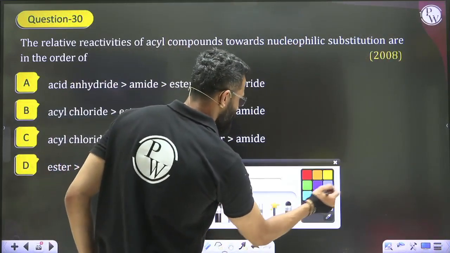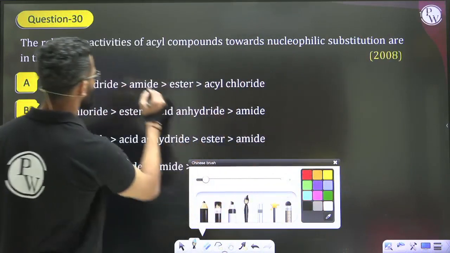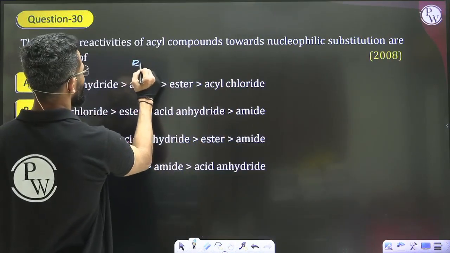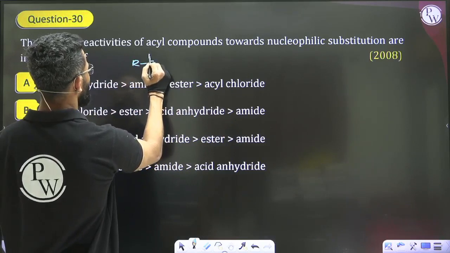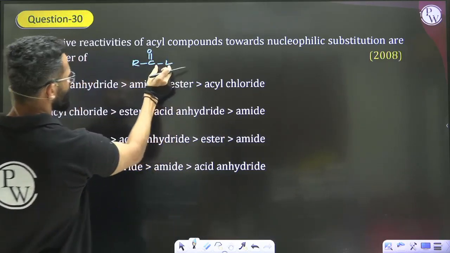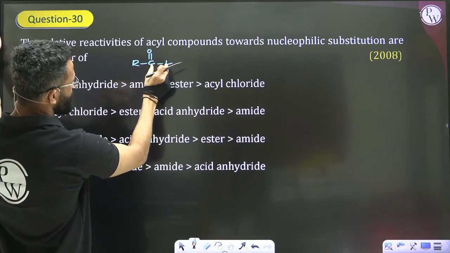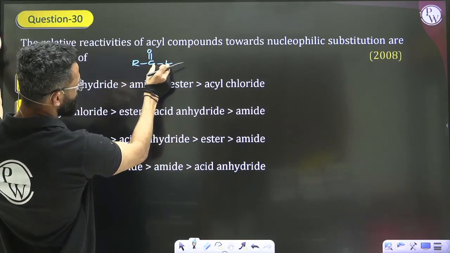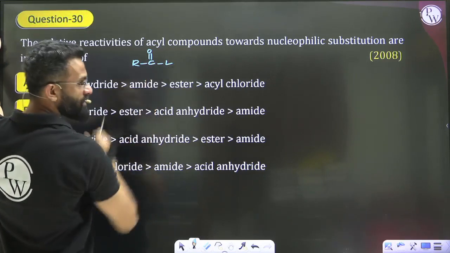Everyone, let us assume we are having some acid derivatives: acid chloride, acid amide, ester or anhydride. Now whatever acid derivative we take, they contain some leaving group here. If it is acid chloride, chlorine will be the leaving group. If you have acid anhydride, carboxylate will be the leaving group. If it is ester, alkoxy group will be the leaving group.